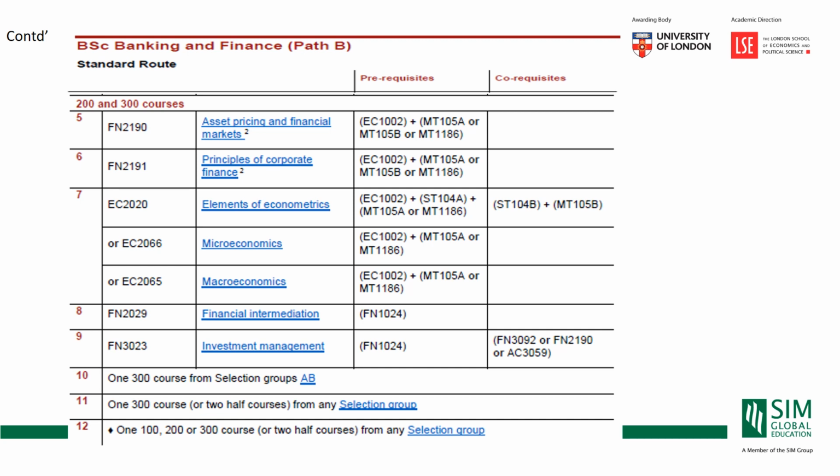Okay, and course 12 or line 12 consists of 100, 200, or 300 course or 2 half courses from any selection group. And as you can see from here, this basically gives students a lot of freedom to choose anything they like.